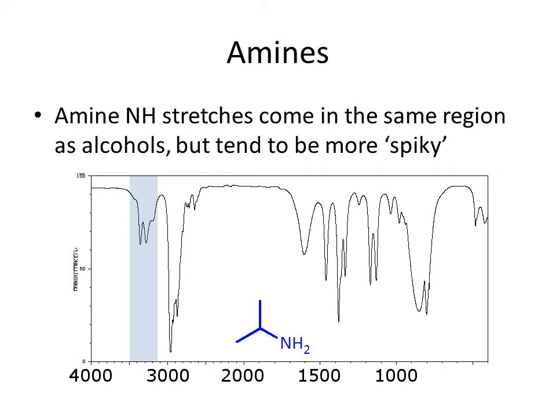Amines, NHs, have signals in a similar area, but instead of being that nice rounded signal that we saw in the alcohol, they tend to be spiky. By which I mean, if you look at this picture and you think of the picture on the previous slide, that had this large rounded signal. Here we got kind of a jagged signal in this region. But amines are pretty obvious in the IR.